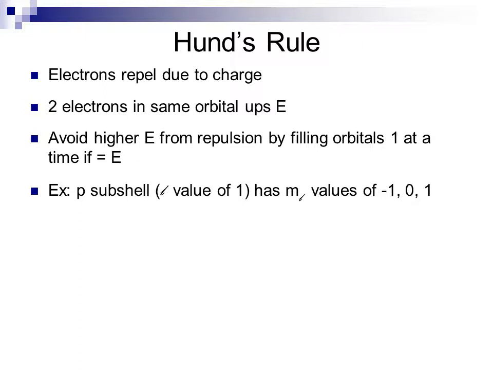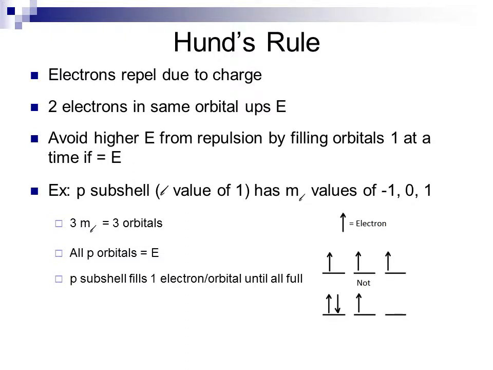If I have, for instance, a p subshell, which has an L value of 1, the p subshell has m sub L values of -1, 0, and 1, which means that p subshell has 3 different orbitals that are all of the same energy. The 3 m sub L values mean 3 orbitals, and all being the same energy, I fill one at a time before I begin to pair. So if I look at the order of filling, I fill all 3 with a single electron, rather than filling the first one with 2 electrons and then moving on, like you would expect, just filling up along the order.